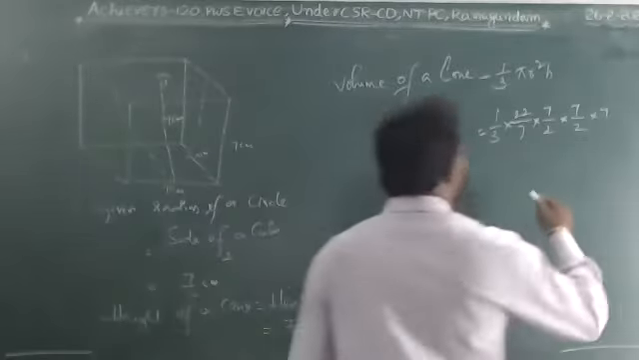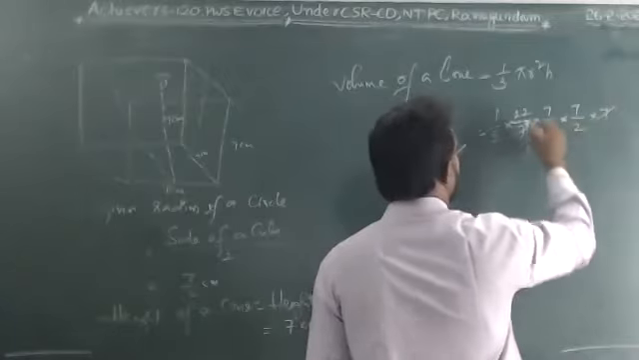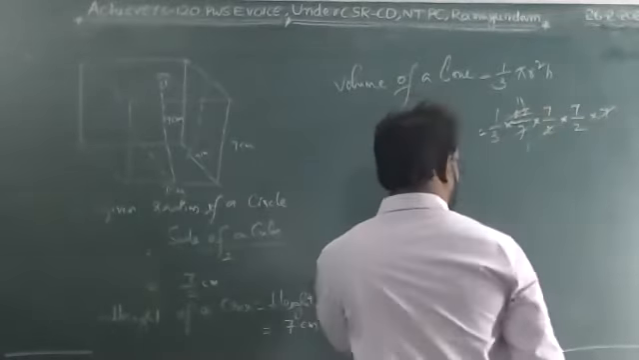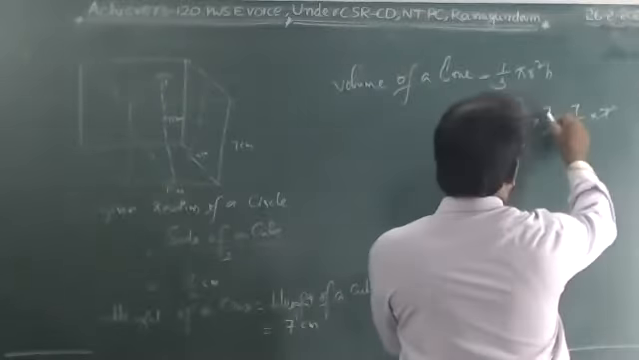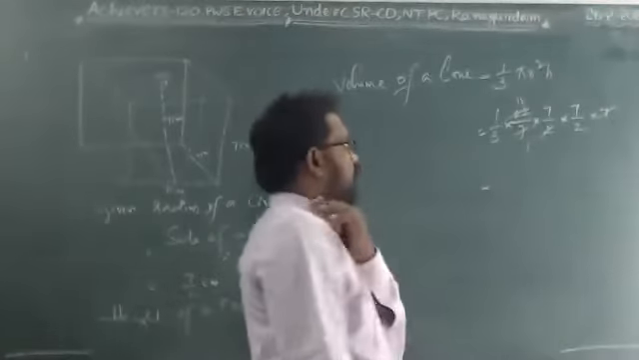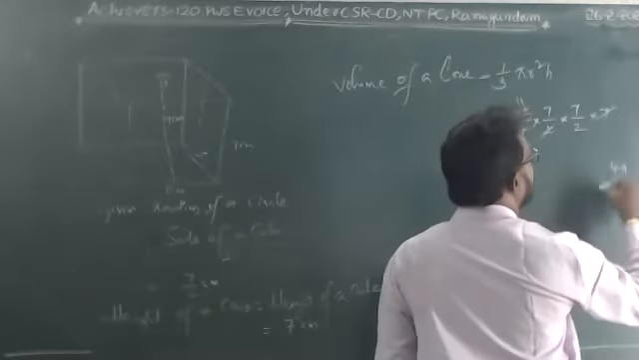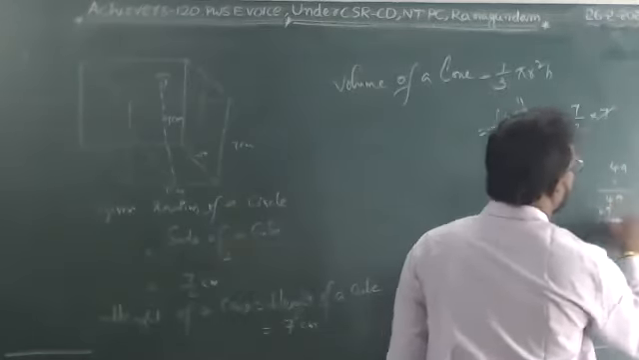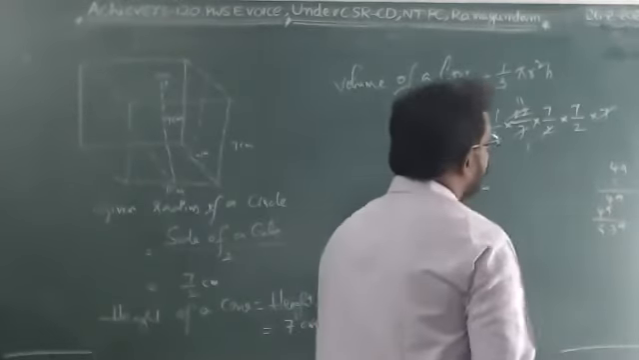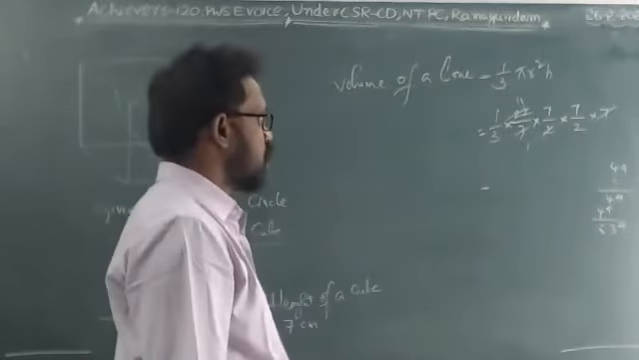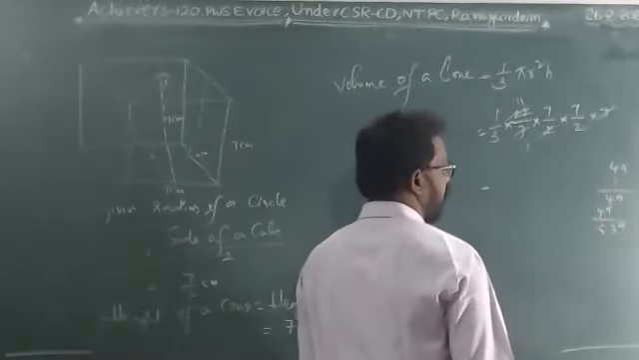Now see, this 7 and this 7 get cancelled. 2 1s are 2, 11s. That's it, there is no calculation left. 7 7s are 49. 49 into 11. 49 11s are 539.